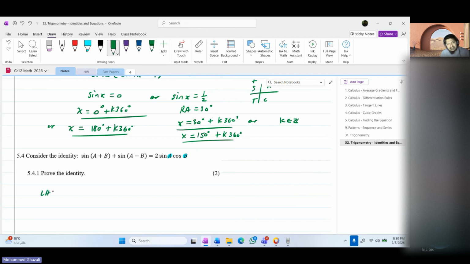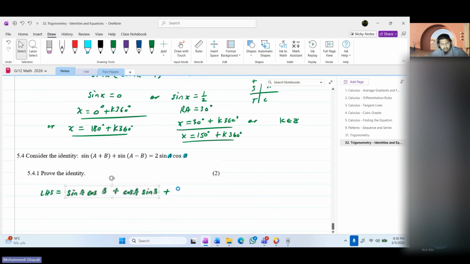Just open up the left-hand side. Left-hand side is equal to sine A cos B plus cos A sine B, plus, it's going to be the same thing with a minus, right? It's going to be the same thing, but with a minus. So I'm just going to copy and paste. It's the same thing, just has a minus there.